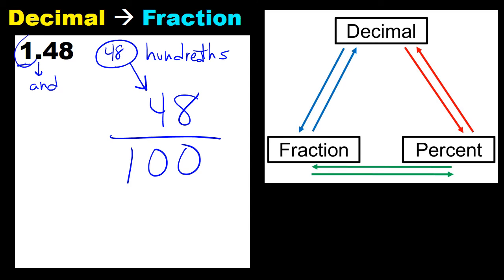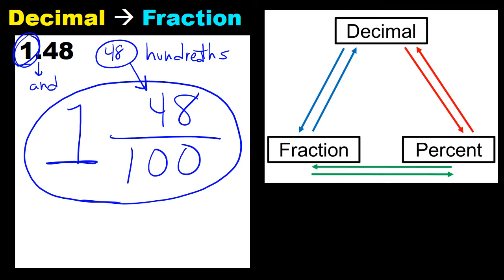But then I have this little part right here. When we read this, we had 1 and 48 hundredths. So the 1 is going to be the whole number in front of our fraction. So here we have a mixed number for this decimal, 1 and 48 hundredths. And oh, forgot a step. I've got to make sure that I simplify.